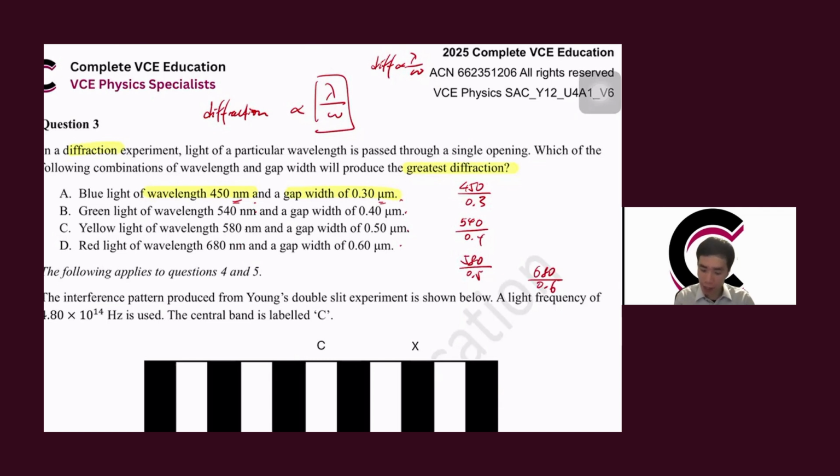If you put the numbers in the calculator, you get the first one as 1,500. The second one should be this, and then 1160, and then afterwards 1133-ish. And so in conclusion, the first one has the greatest ratio, which means they have the greatest degree of diffraction. So the answer should be A.